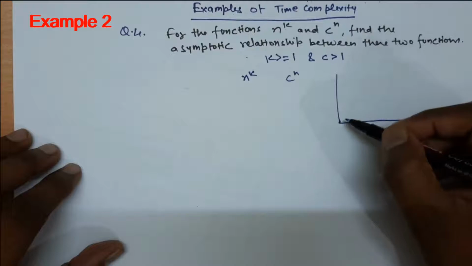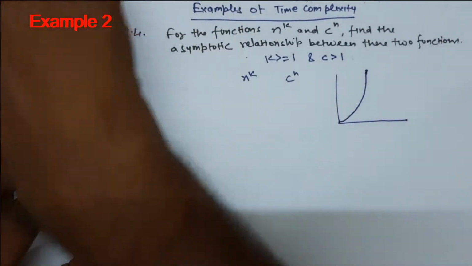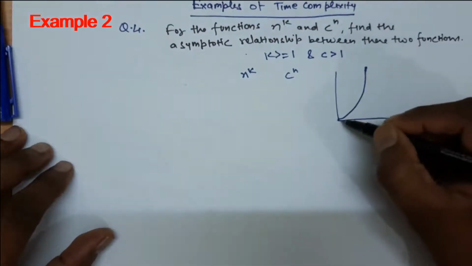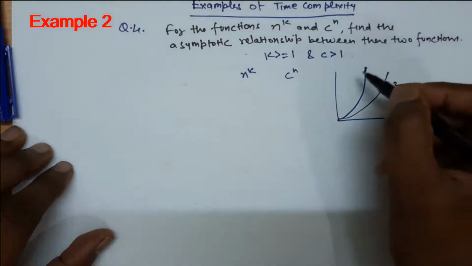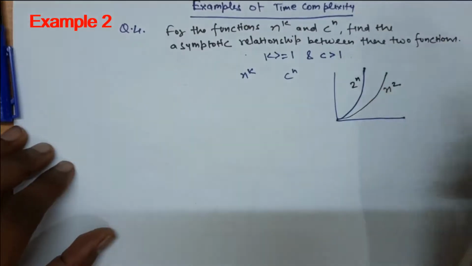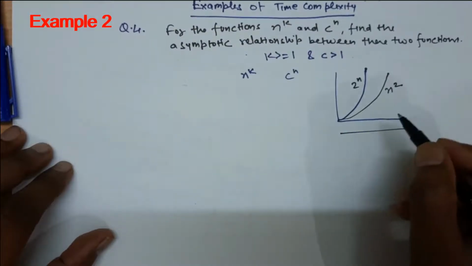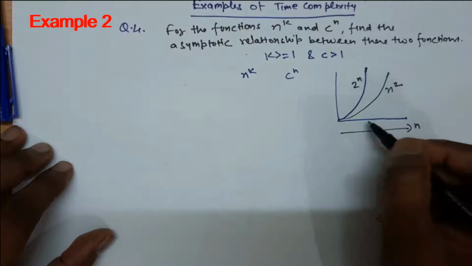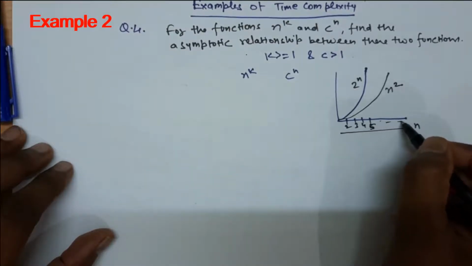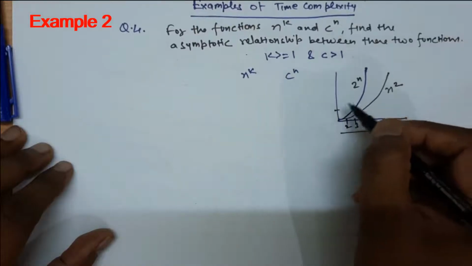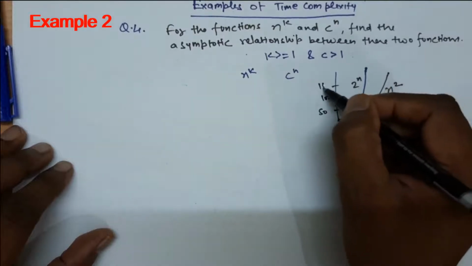Suppose this is your polynomial and this is exponential. So here on the x-axis the various values of n, 2, 3, 4, 5 and so on. On this side the function values are like 50, 100, 150 and so on.